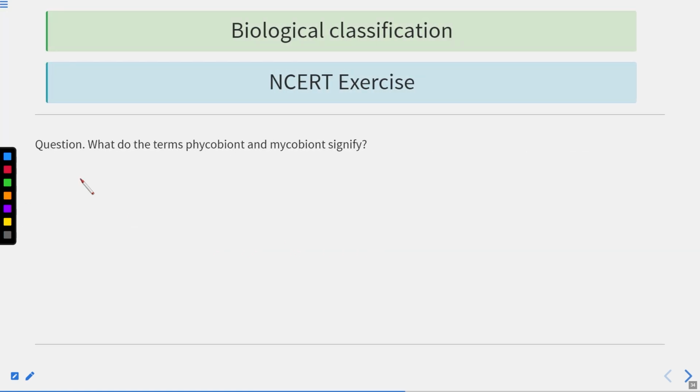Okay, here comes the next question. What do the terms phycobiont and mycobiont signify? Right. So these are the two terms that come up when you study lichen, the phycobiont and mycobiont.